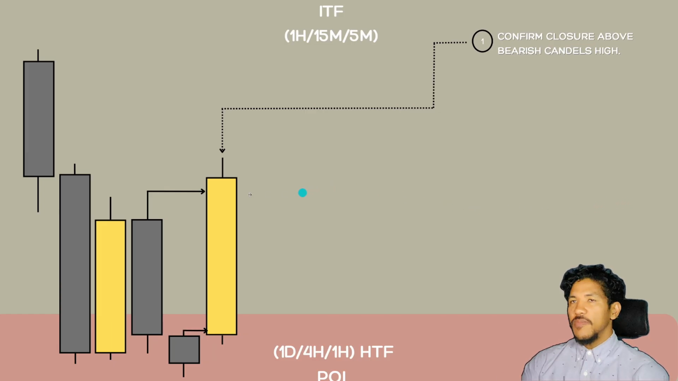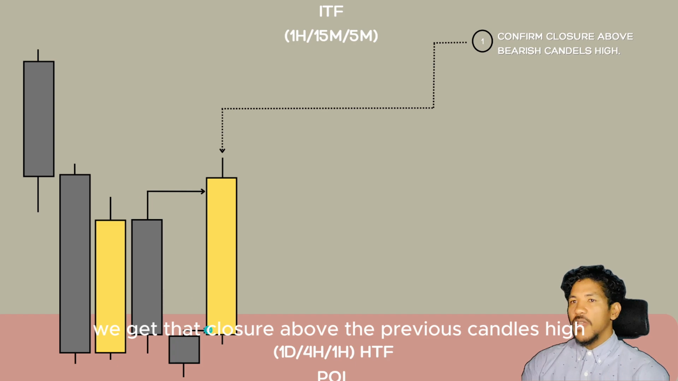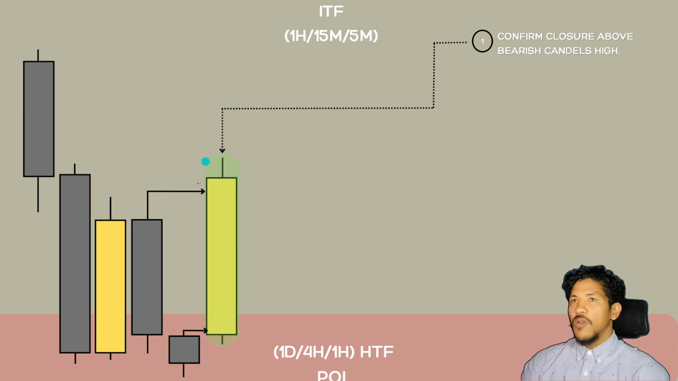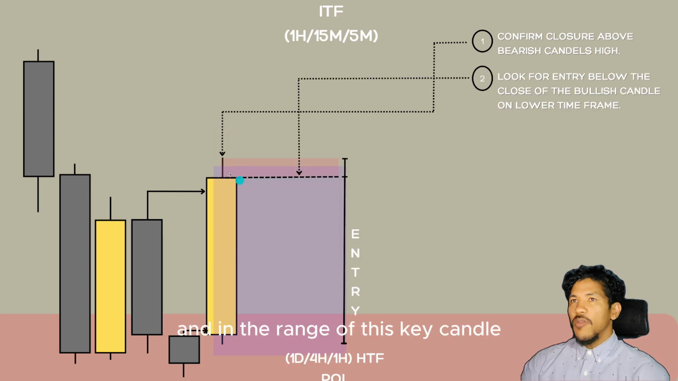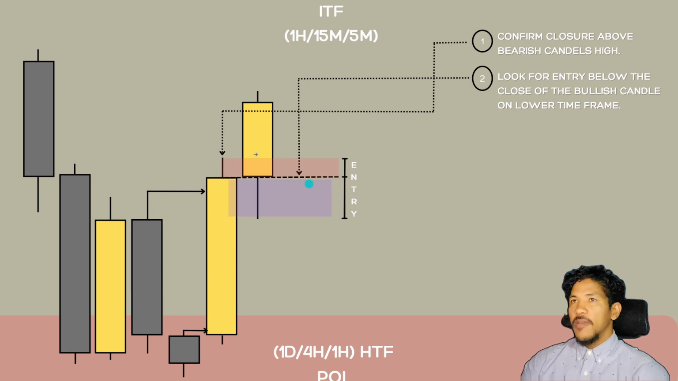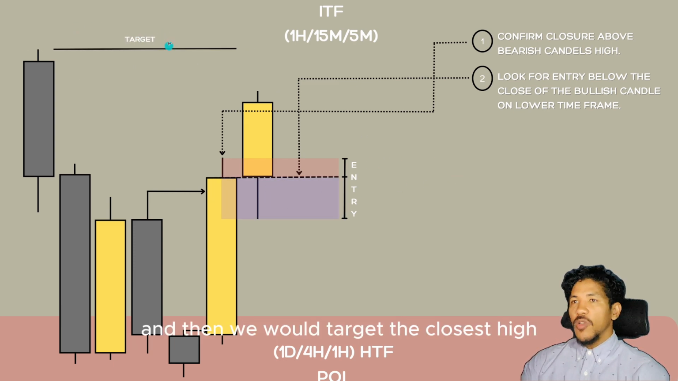Now, once we get that closure above the previous candle's high and displacement, we're going to mark this as our key candle. And in the range of this key candle, in particular, from the closing price and anything below, is where we will be looking for an entry on the lower time frame. In this example, the next candle printed and the low stopped at this level here. So we'll be looking for an entry on a lower time frame within this range for the best and most high probable entries. And then we would target the closest high.